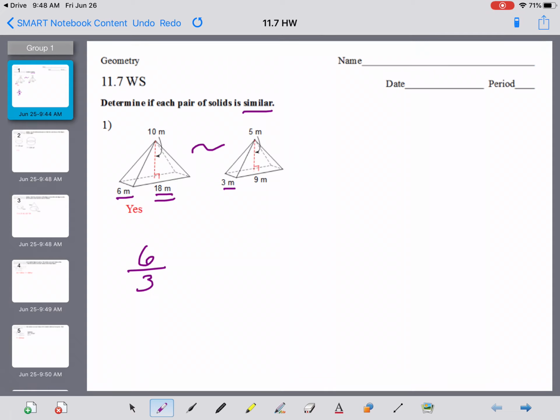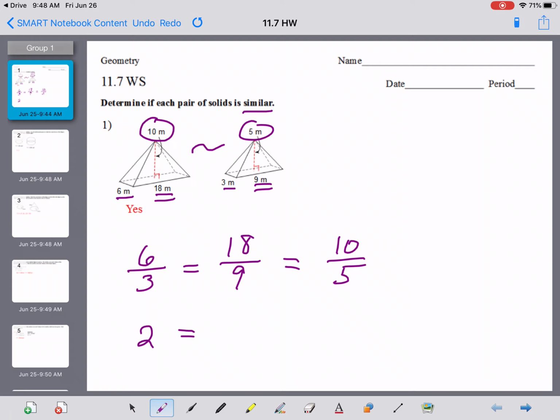But now I look for this 18-meter side here on the left, which corresponds to the 9 on the right. I want to know if this relationship right here works, if it's proportional. And to be thorough about this, I also need to check the heights, 10 and 5. If these figures are similar, all of these ratios are going to be equal to each other. Well, this is a really easy one to see. 6 divided by 3 here really just simplifies to 2 over 1, or just 2. 18 over 9 is 2. 10 over 5 is 2 as well. Obviously, 2, 2, and 2 are all equal to each other.